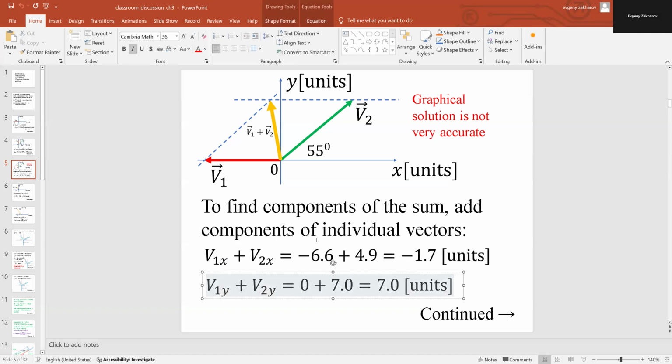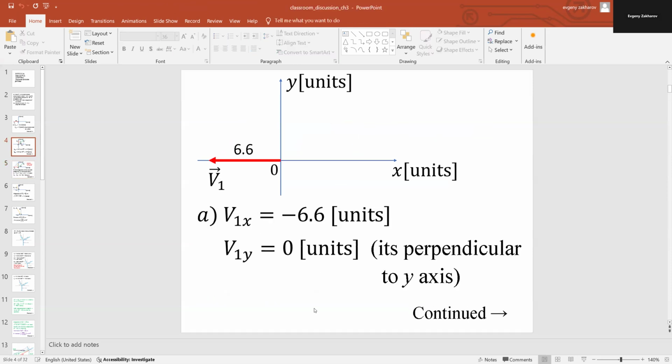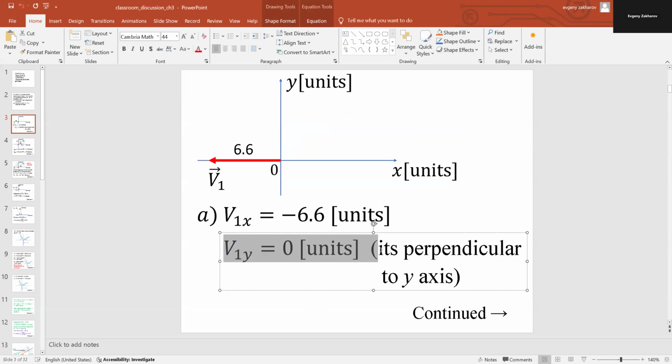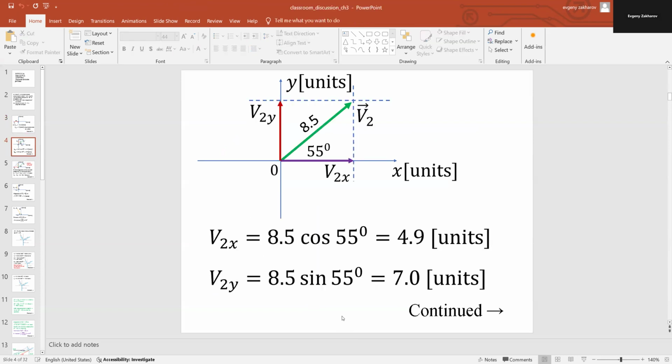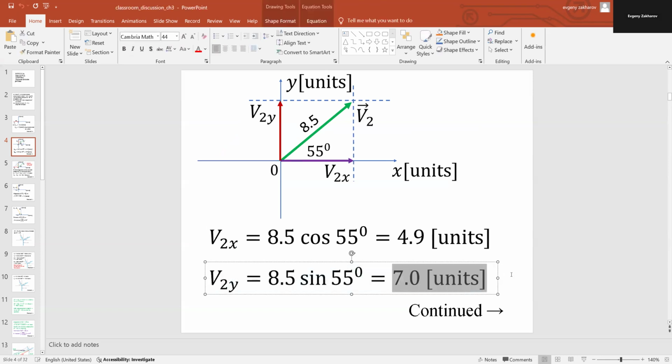And for the y components, what do we get? We get 0 because v sub 1 is perpendicular to the y-axis. And you get 7 because it's 8.5 sine 55 degrees.